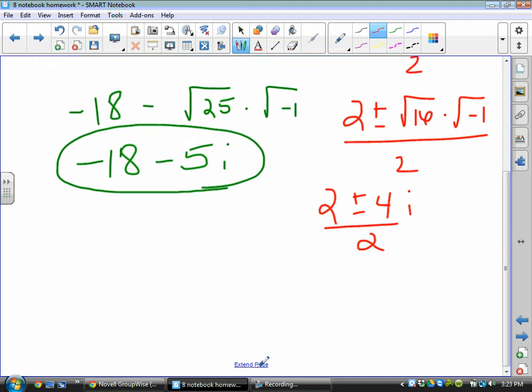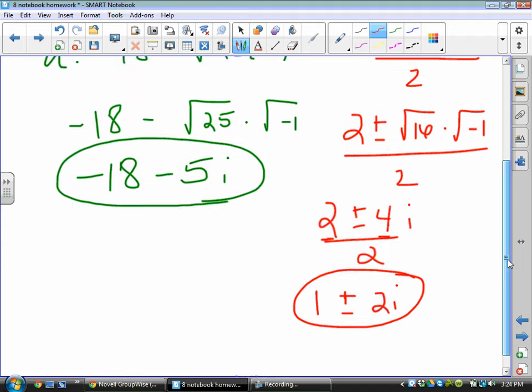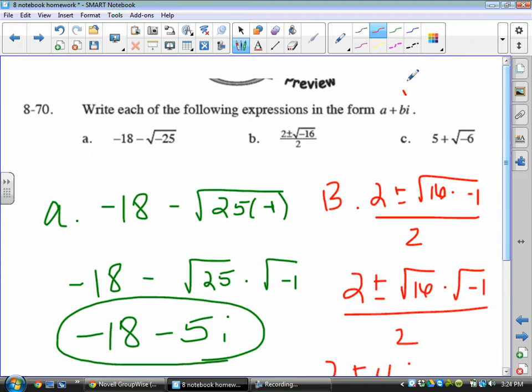Now I can simplify this a little bit because each of these terms on the top is being divided by 2. So 2 divided by 2 gives me a 1, plus or minus 4 divided by 2 is 2, and I keep my i there. So that's for part B. The square root of negative 1 equals i. That's the important thing that we learned about.